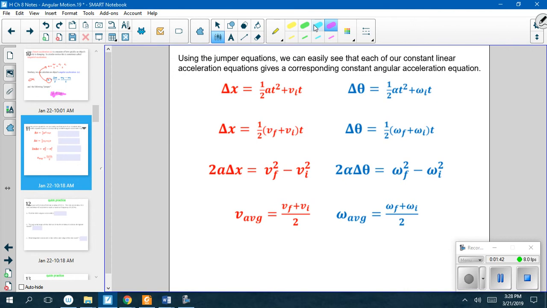So basically what we got here is, on this side, we have all of our linear quantities. So we have delta x, we have our acceleration, we have our velocity. On this side we have all the exact same equations, only now we have delta theta, we have our angular acceleration alpha, and we have our final and initial angular velocity. So the equations are all the same, we're just substituting in our angular variables. So let's go ahead and give this a try.